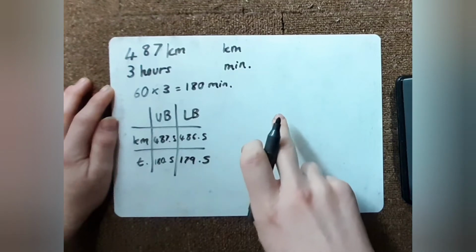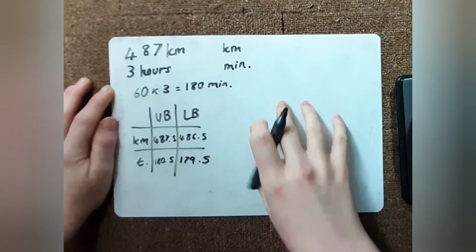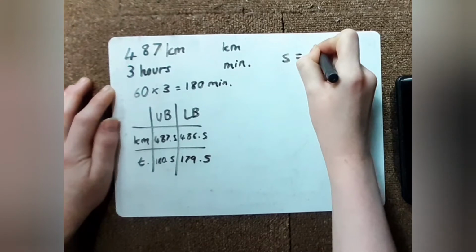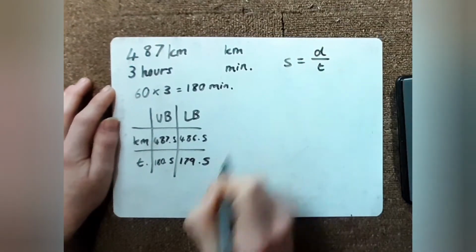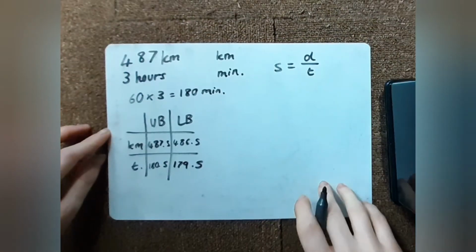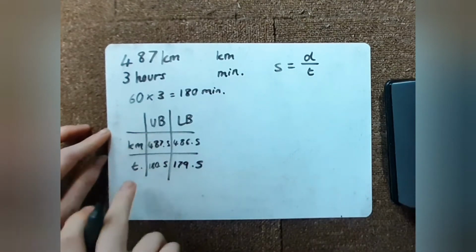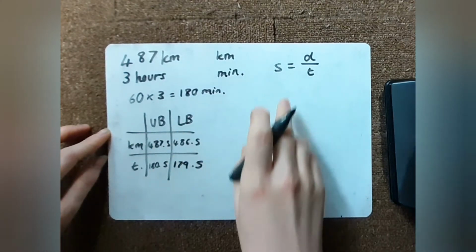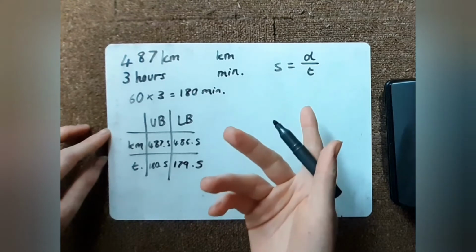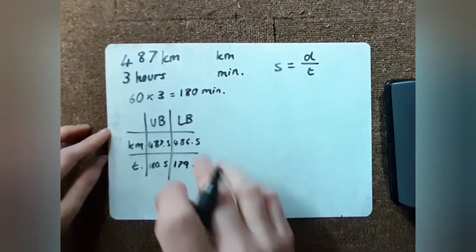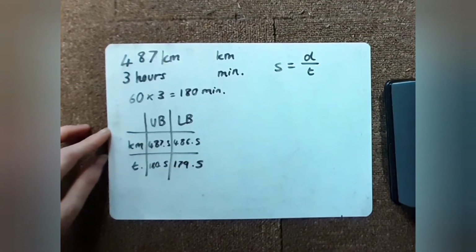Now for this we need to know the general equation for speed, which is distance over time. So for this we're going to be working out what it would be for the upper bound, the lower bound, and then comparing them to truncate them both, and then see which would be the highest number of similar decimal places. So we'll start with the upper bound.